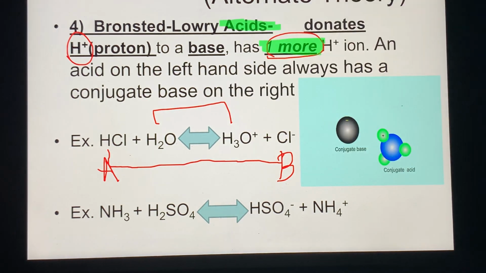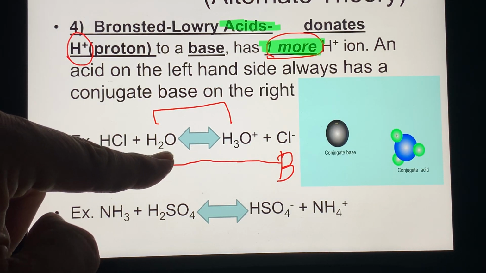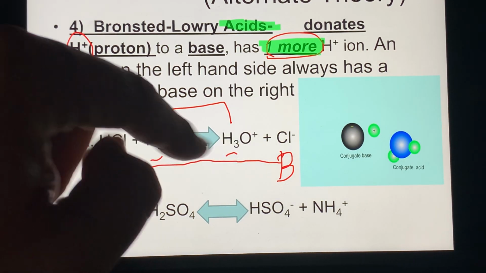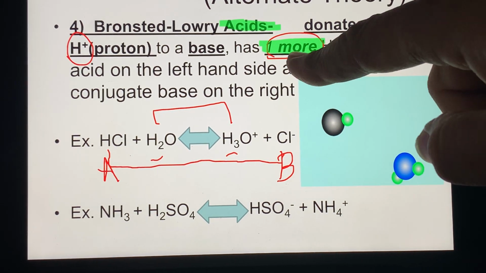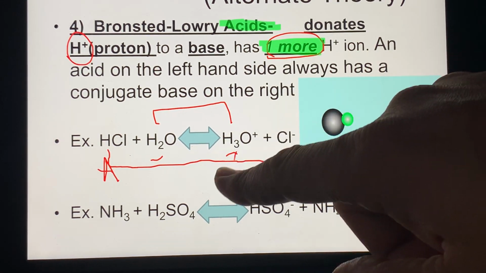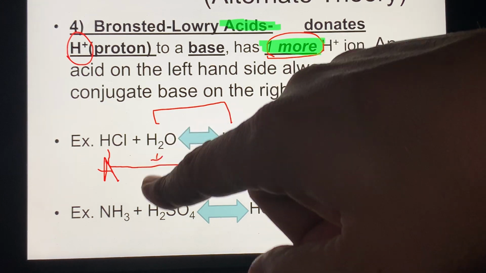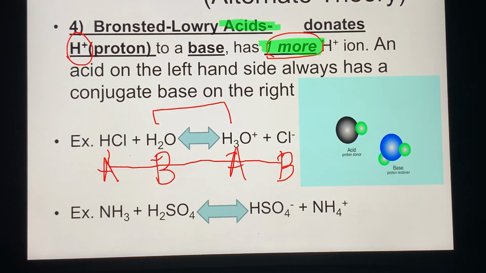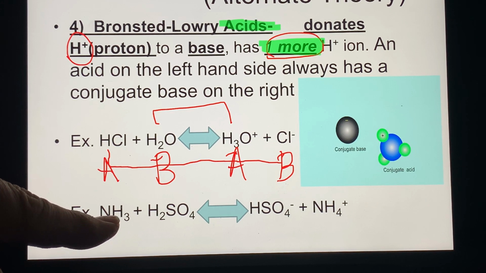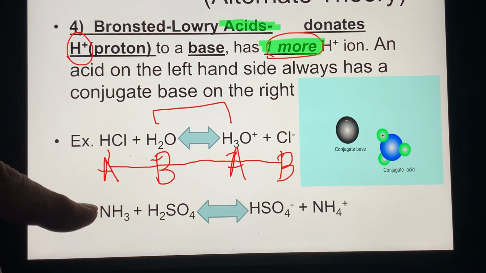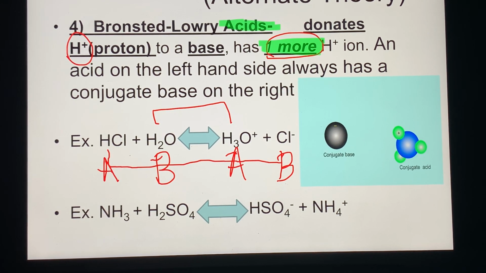So connect this pair, which looks similar. This is two H's, this is three. Again, the one that has one more is your acid. The one that has one less is your base. Good, let's try this one over here. Actually, I'm going to have you pause the video and try this one yourself.